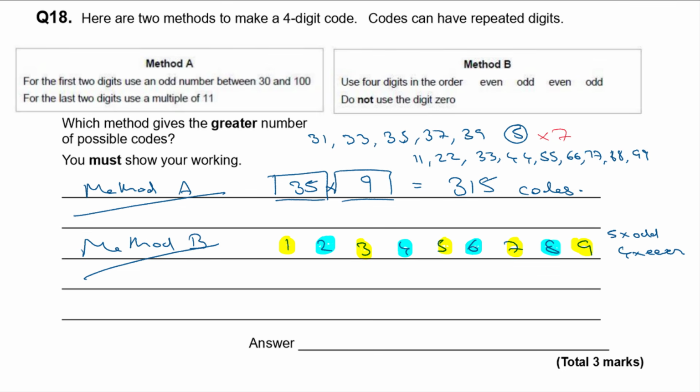Okay, so then if I'm picking a code which is even, odd, even, odd, I'm going to have 4 choices for the first digit, 5 choices for the second, 4 choices for the third because I can repeat them in this case, and 5 for the last one. Multiplying those together, 4 times 5 is 20, 4 times 5 is 20, 20 times 20 is 400. So there are 400 codes for method B, and 400 beats 315, doesn't it? So method B is the answer here. Method B has the most codes.